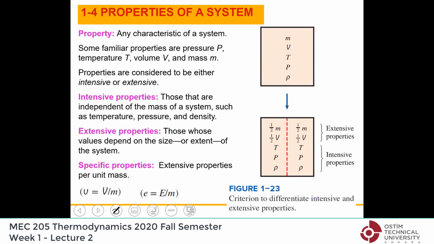Any questions so far on system, control volume, boundaries, mass interaction, energy interaction as heat and work? Any questions on those concepts? Very clear? Okay.